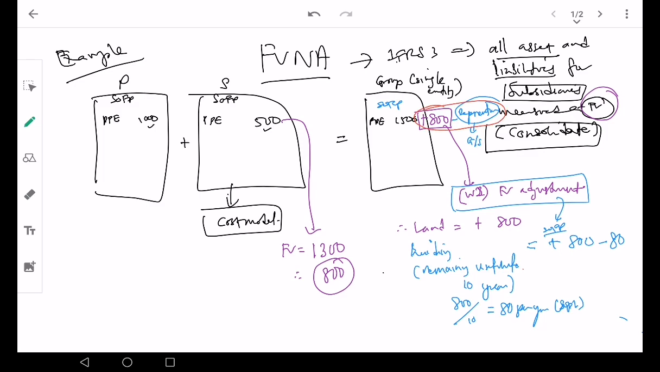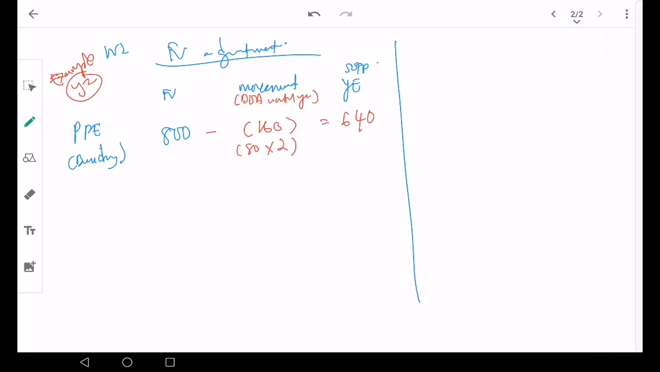So that 640, you will add here. That means 500 plus 640. Students can also skip the working: they just add 800, then minus the whole depreciation of 160, and you get the same answer. But the best is to show the working, because in the exam you need to open a full set, so you have to show the working. So you get 640.